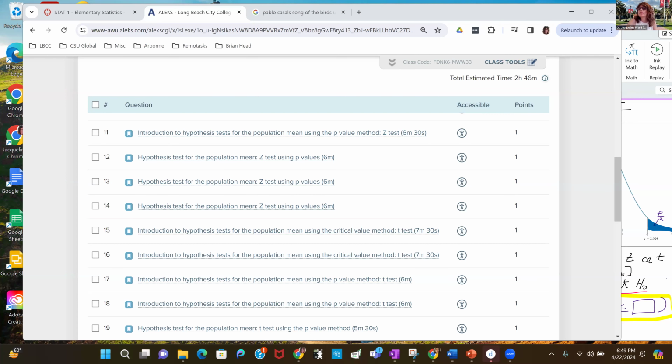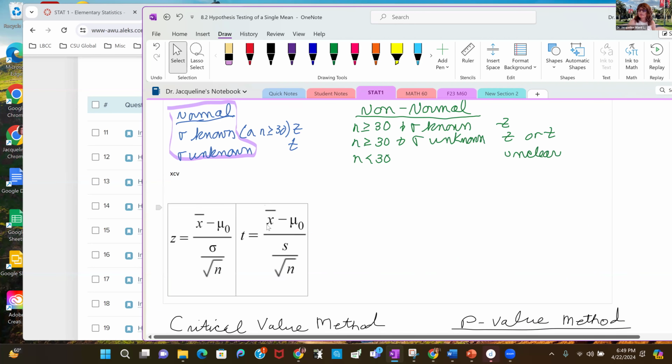All right. And then we do the same basic idea for problems where we're going to use a t-test. So all the same basic idea. We don't know sigma, so we use the sample standard deviation. And then we have to know what the degrees of freedom are, which is 1 less than the sample size.